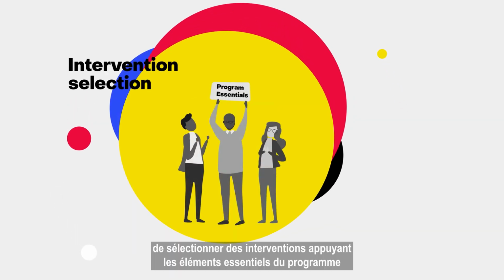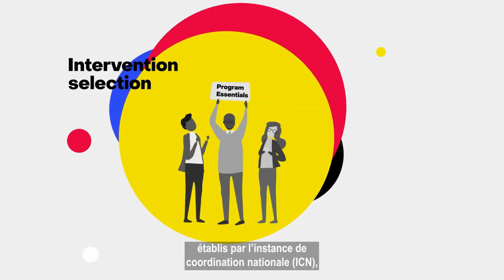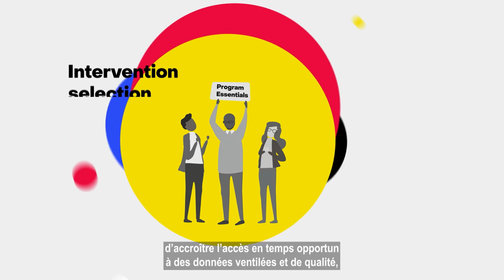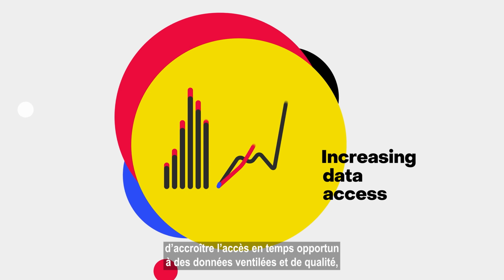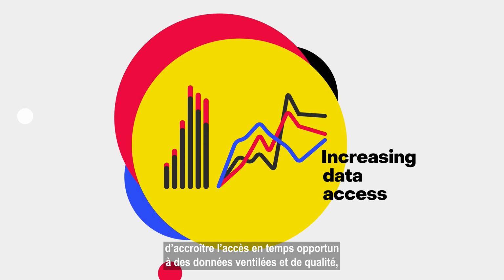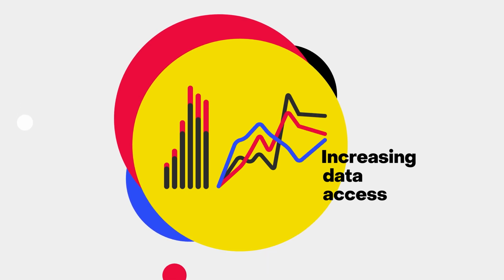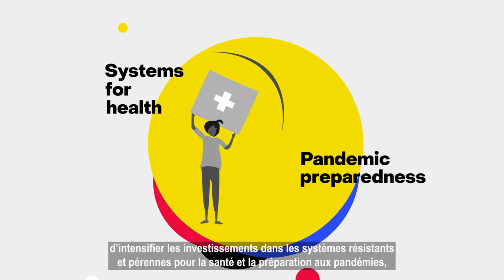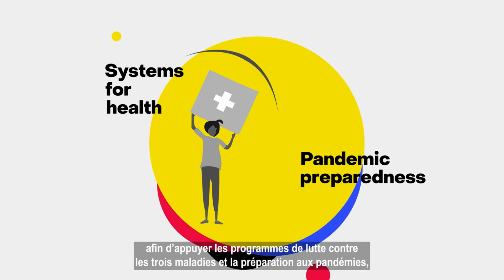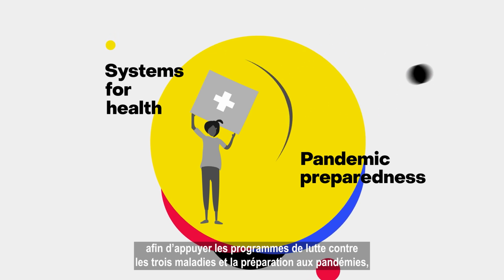Selecting interventions that support the program essentials prioritized by the Country Coordinating Mechanism, or CCM. Increasing access to timely, quality, and disaggregated data. Strengthening investments in resilient and sustainable systems for health and pandemic preparedness to better support programs for the 3 diseases and prepare for future pandemics.